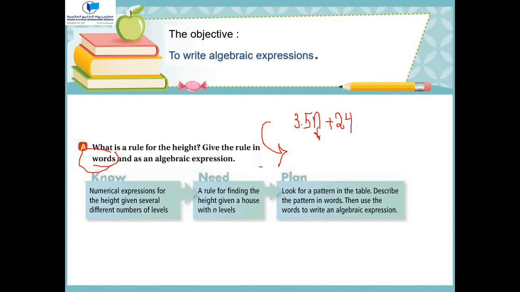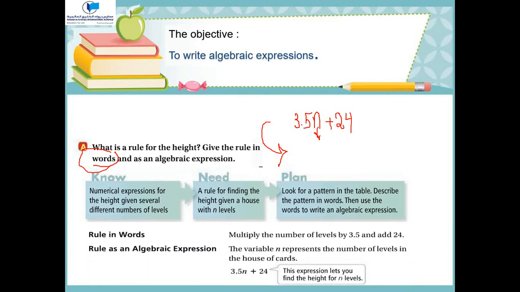You can say it in another way. 3.5 times the number of levels, or we can say from the beginning, the sum of 3.5 times n plus 24. So these are just two word phrases. Maybe there are more than these two ways. You can just write them.